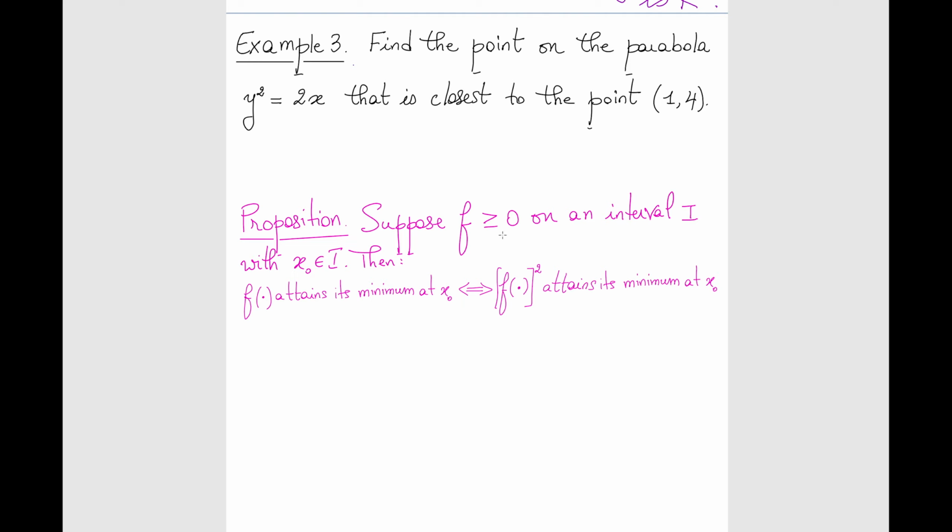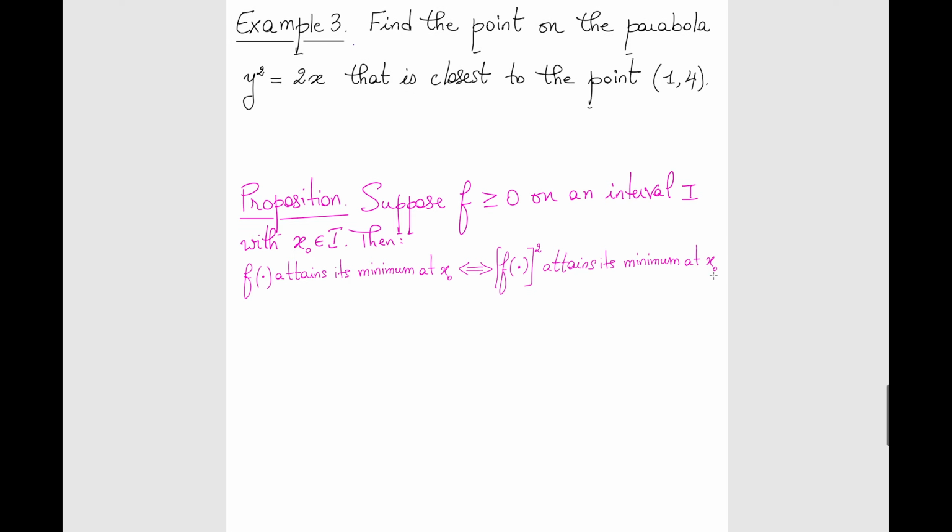Suppose that you have a function that's non-negative on an interval I, which means f produces non-negative outputs for any input coming from I, with a number x naught to be in I. Okay, so this is an interval, and let's assume that x naught is inside I. Then the following are equivalent. The function f attains its minimum at x naught if and only if the square of f is attaining its minimum at that number x naught.